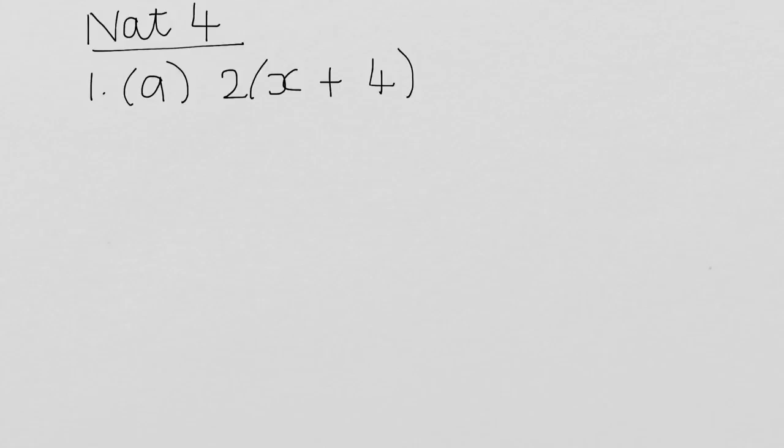So moving on to the National 4 side, you are asked to expand the brackets and simplify. So all you're doing here is multiplying 2 by x and then 2 by 4. So for 1a you would just end up with 2x plus 8, and you can't simplify that any further, so that would be your final answer.